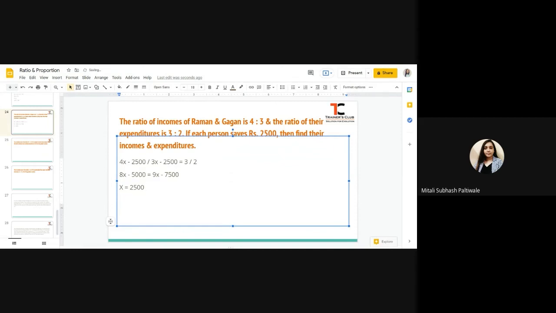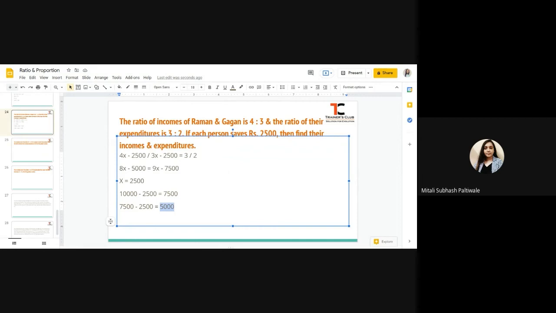4 into 2500 is nothing but 10,000. Sorry, 10,000 minus 2500. So Raman is spending this much. Raman's expenditure is this, and 3x, that means 7,500 minus 2,500 is equal to 5,000. So this is the income of Raman, this is the income of Gagan, and this much is the expenditure of Raman, and this much is the expenditure of Gagan. So that's it. I mean, we have found it. Okay.